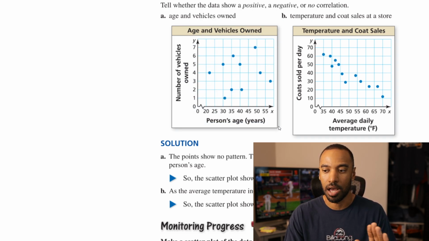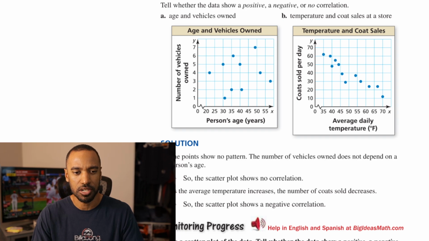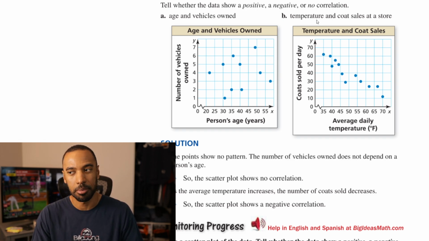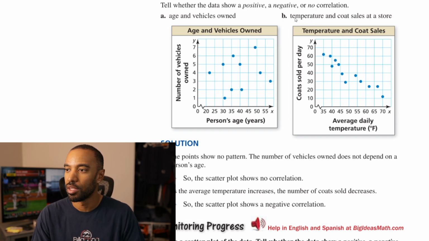And by the way, I'll state it more than once, and I'm sure the book will state it at some point. Correlation doesn't mean causation. What that means is just because there's a relationship doesn't necessarily mean that one causes the other to happen. It could, but there are other variables.